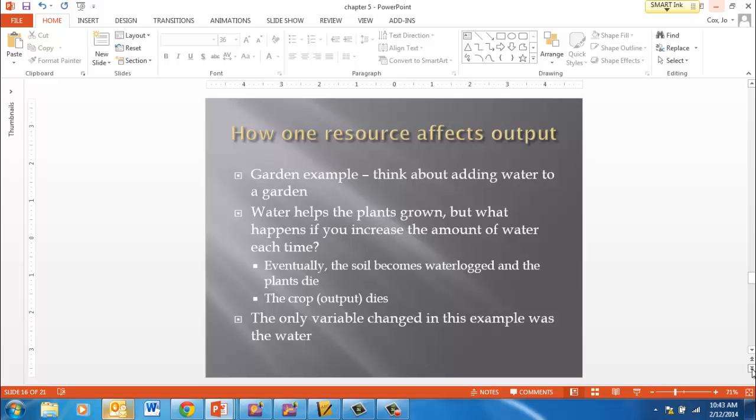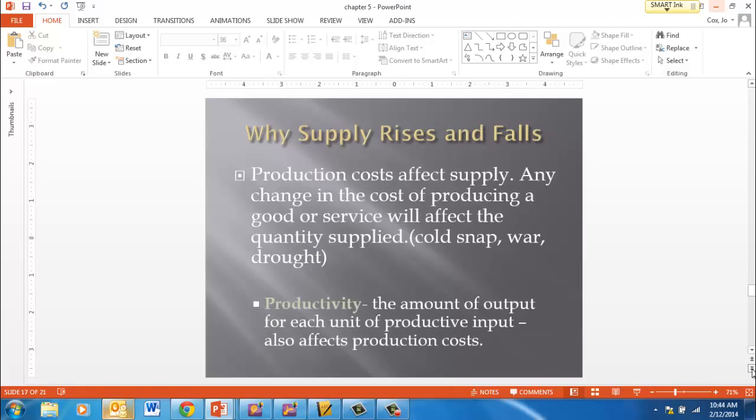Notice in this example, the only variable that was changed was water. Nothing else. The amount of sunshine wasn't changed. The soil wasn't changed. Nothing was changed except the amount of water. And eventually you get too much water, and that resource alone, too much of that resource, is going to affect your output. Why does supply rise and fall?